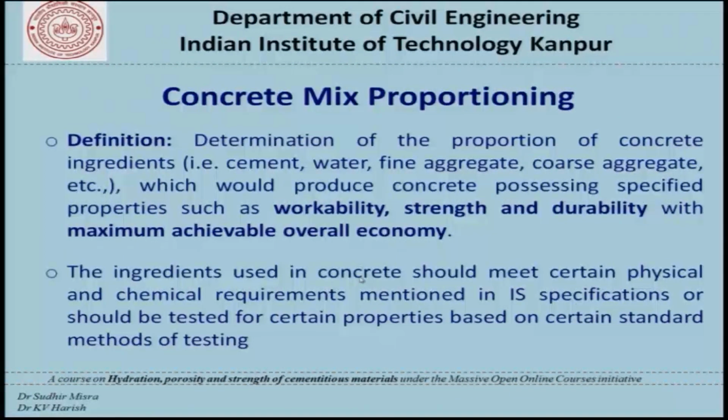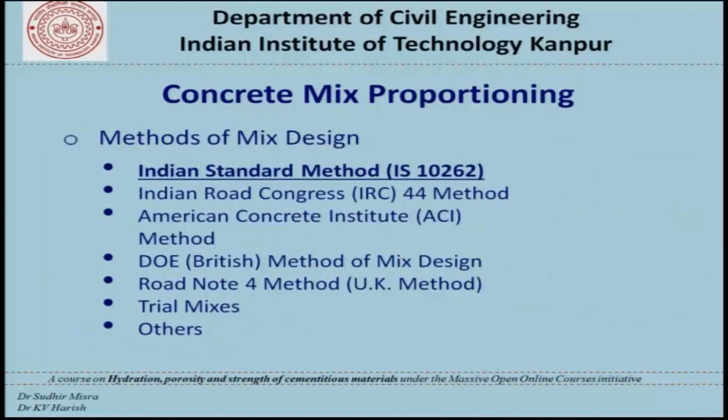The ingredients used in concrete should meet certain physical and chemical requirements mentioned in the codes and should be tested for certain properties based on standard methods of testing. Concrete mixture proportioning can be done by several methods. Some of them are listed here: the Indian Standard method, which is given in IS 10262, Indian Roads Congress IRC 44 method, American Concrete Institute, DOE or British method of mix design, Road Note 4 or UK method, sometimes through trial mixtures and several other methods.